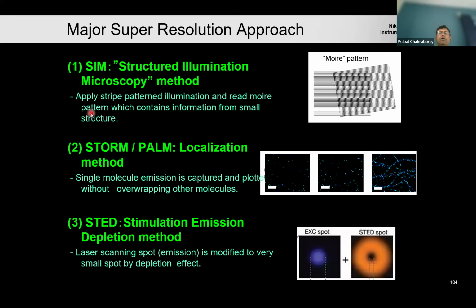There are also some other super resolution techniques available commercially. One is called SIM, or structured illumination microscopy, where we use a particular pattern to generate super resolution. Another technique is called STORM, or stochastic optical reconstruction microscopy, or PALM. These are based on localization. And there is another technique called STED, or stimulated emission depletion. These are the three techniques that are commercially available.